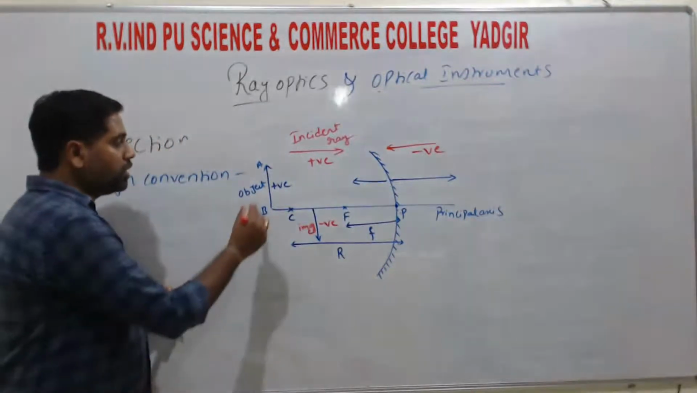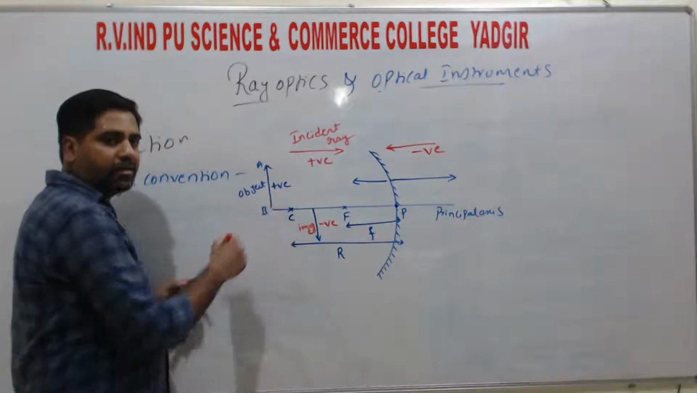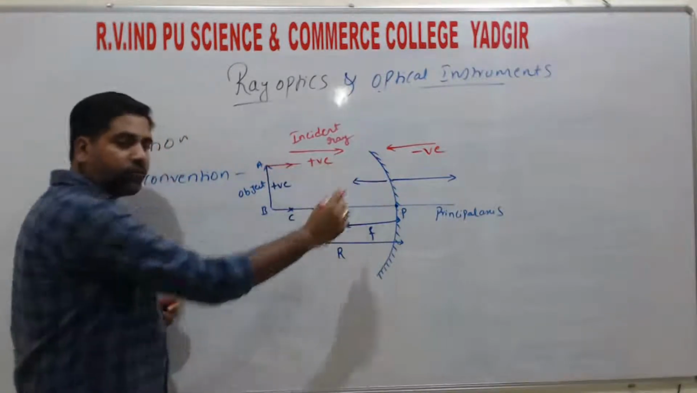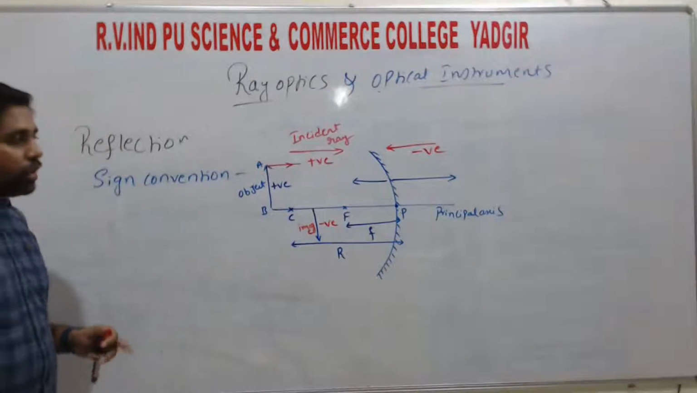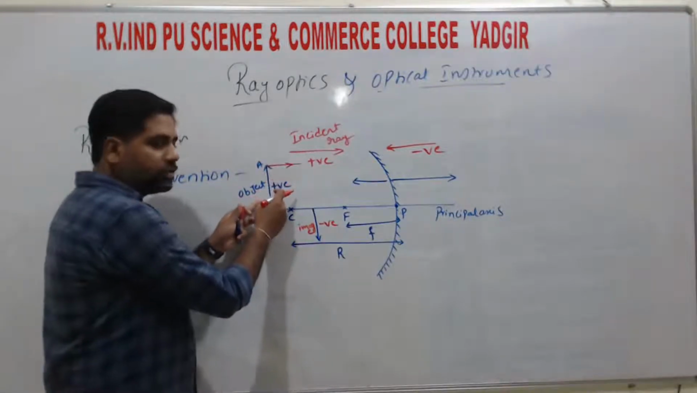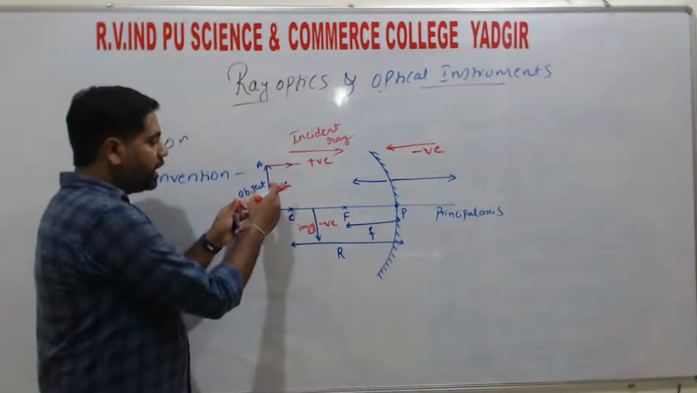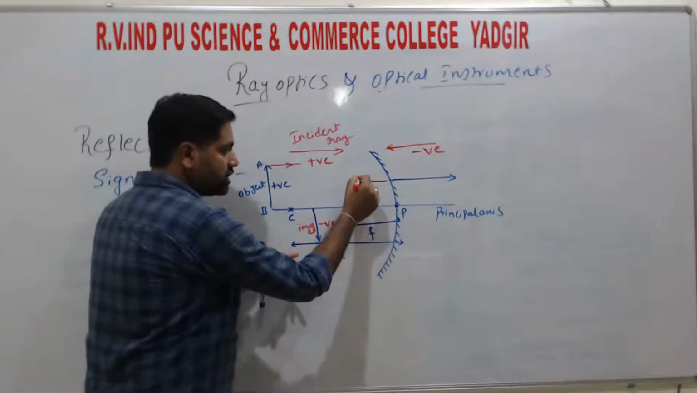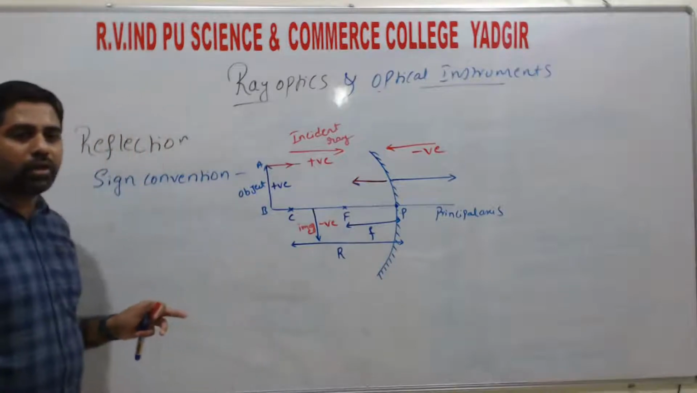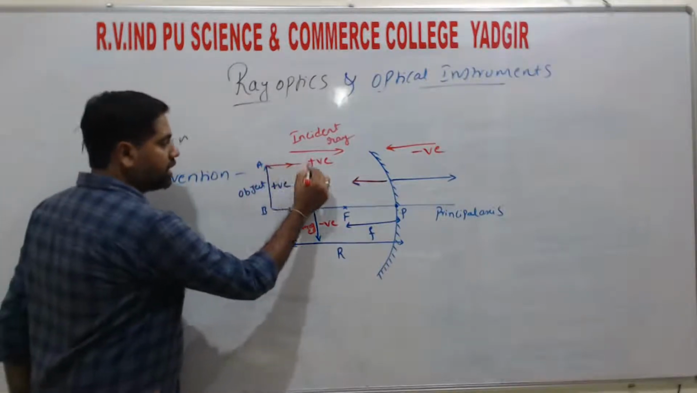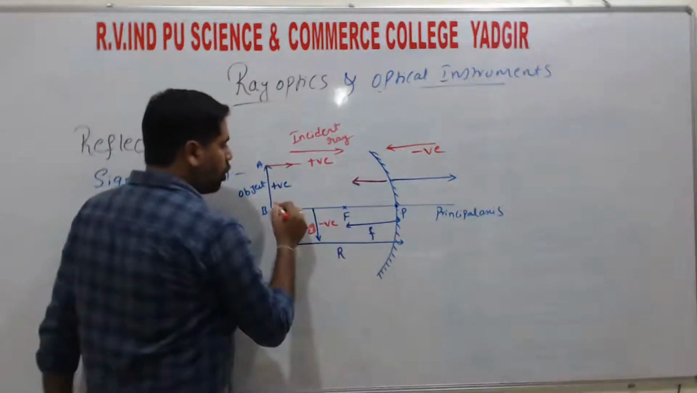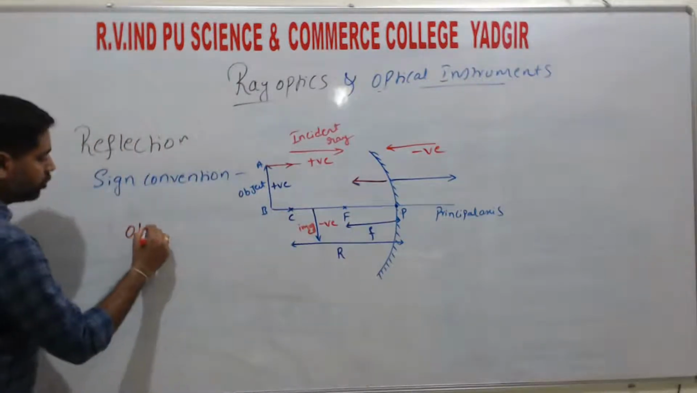For example, if the object is here, the rays emanating from this object travel from left to right. Now if we want to measure this object distance, we need to measure from the pole, from right to left. But the direction of the incident ray is from left to right, so the object distance is negative.